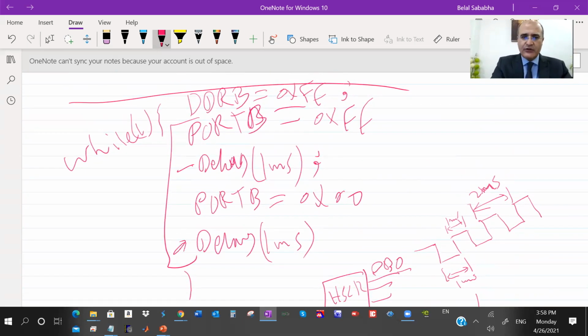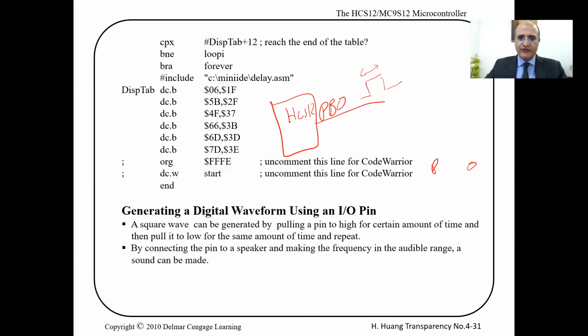Now the delay here is a waste of time. How do we do it in a different way using interrupts? We'll come into this next in chapter 6. Okay. This is about digital waveforms.